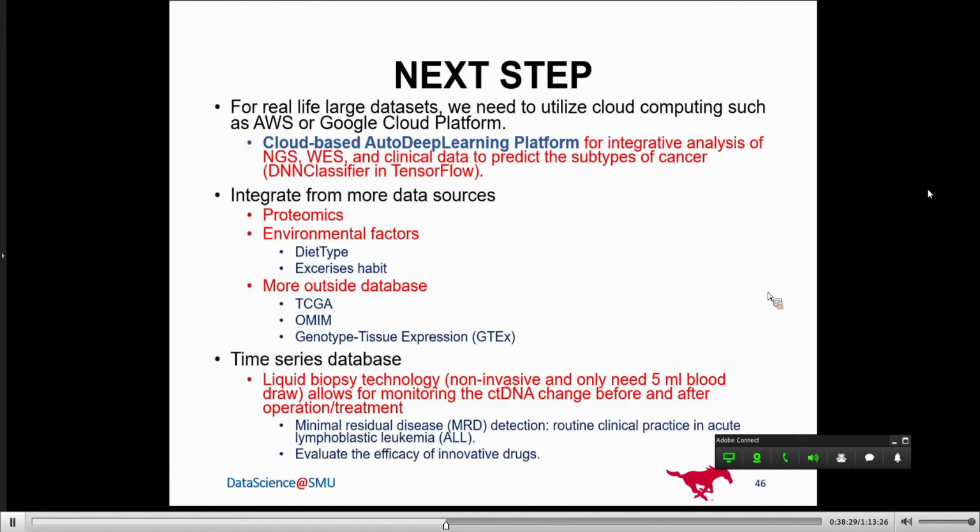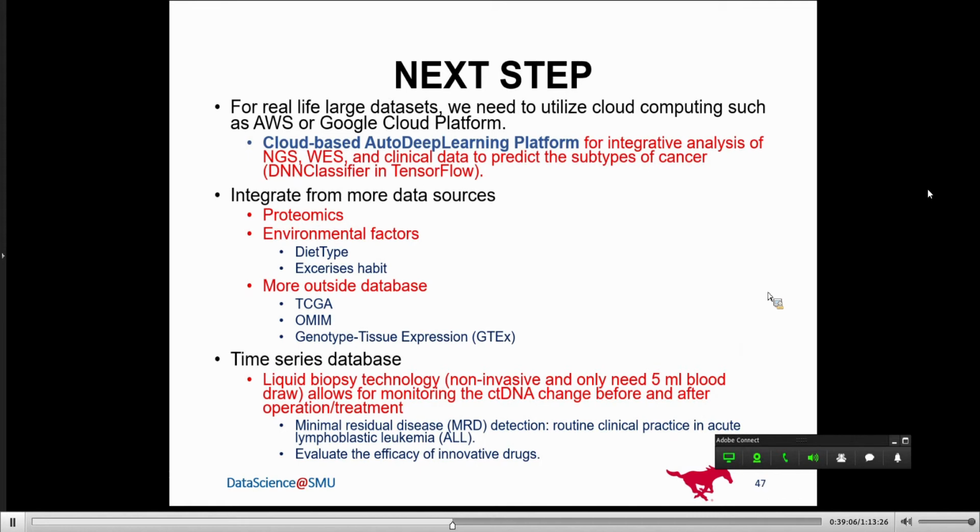Next, we propose, because in real life genomics data are quite large, that we may need to utilize cloud computing such as AWS or Google Cloud Platform. Maybe we can get some help from our last group. So we propose to build a cloud-based auto deep learning platform for integrative analysis of NGS, WES, and clinical data to predict the subtypes of cancer.